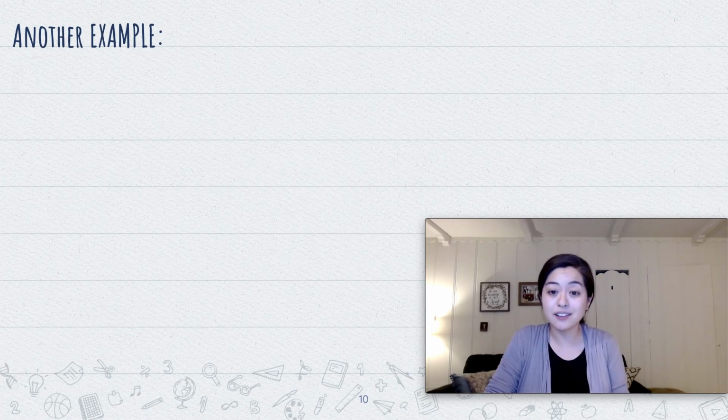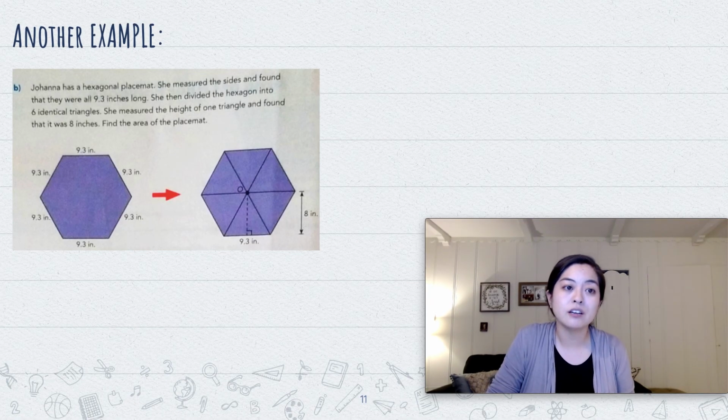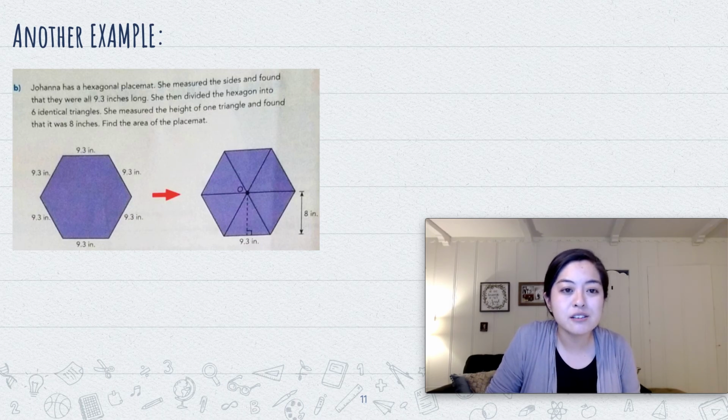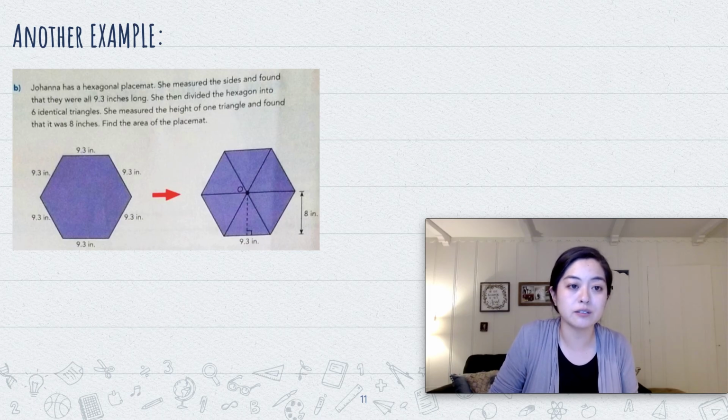Let's look at another example. Joanna has a hexagonal placemat. She measured the sides and found that they were all 9.3 inches long. She then divided the hexagon into 6 identical triangles. She measured the height of one triangle and found that it was 8 inches. Find the area of the placemat.